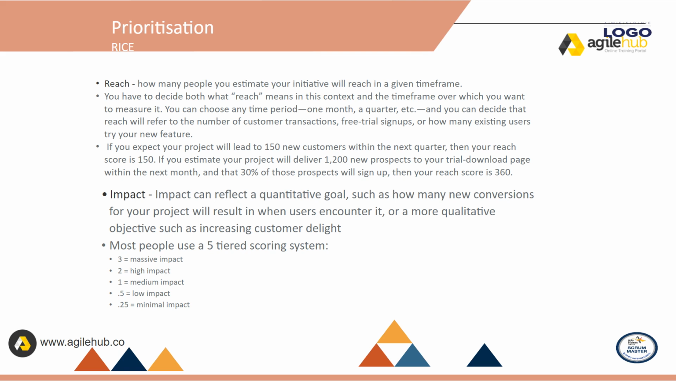Impact. Impact can reflect a quantitative goal, such as how many new conversions your project will result in when users encounter it, or a more qualitative objective such as increasing customer delight. Most people use a 5-tiered scoring system. 3 equals massive impact. 2 equals high impact. 1 equals medium impact. 0.5 equals low impact. 0.25 equals minimal impact.